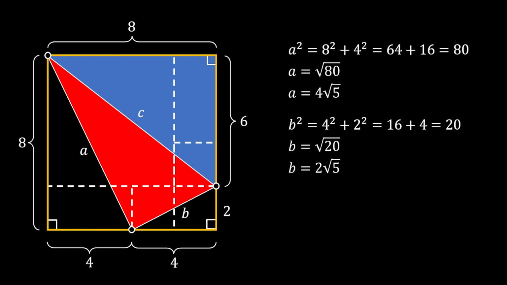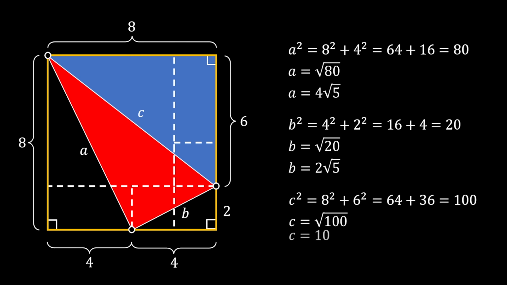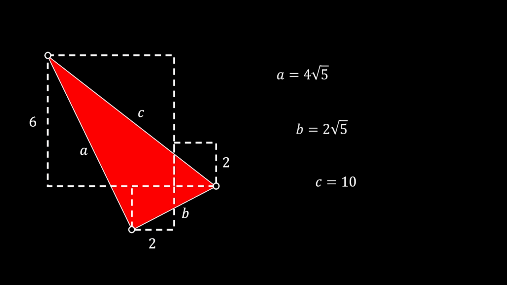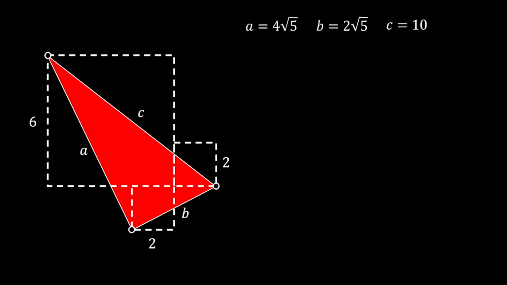We will do this again for this new blue right triangle with the hypotenuse C, and we will repeat the same process. So C squared is equal to 8 squared plus 6 squared, which is equal to 64 plus 36, and that is equal to 100. So that means that C is equal to square root of 100, which means that C is equal to 10. Now we have all the sides of our red triangle, and now we can use Heron's formula to get the area of this red triangle.